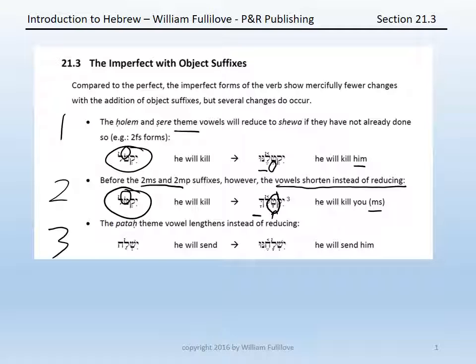And third, a patach theme vowel, when it occurs in a verb like yishlach, will actually lengthen instead of reducing. So yishlach, but the addition of enu, him, gives yishlachenu, with a lengthened vowel where the patach has become a kametz.